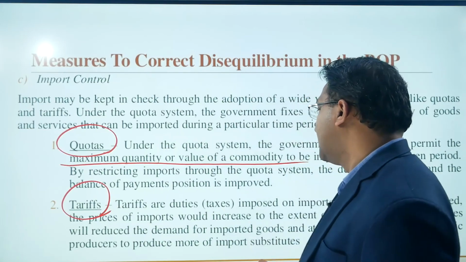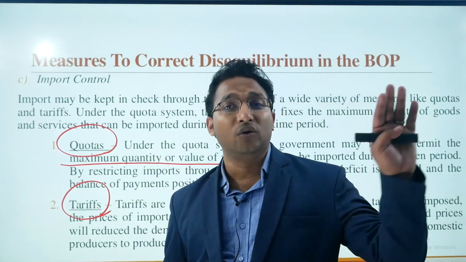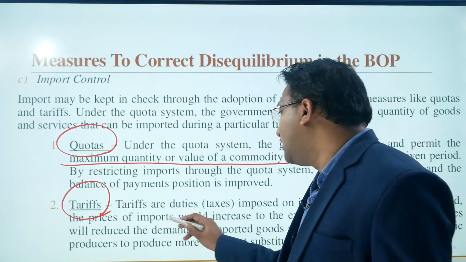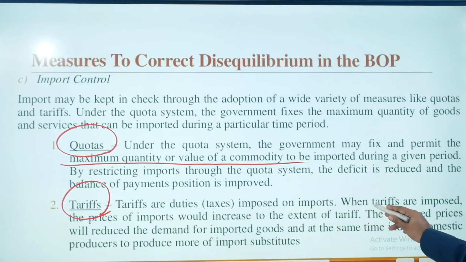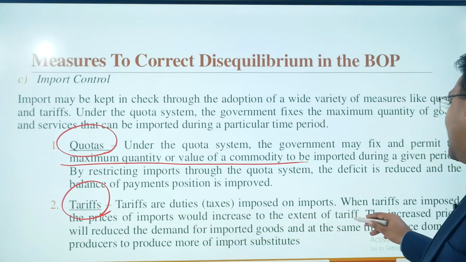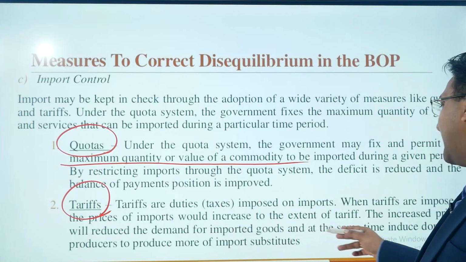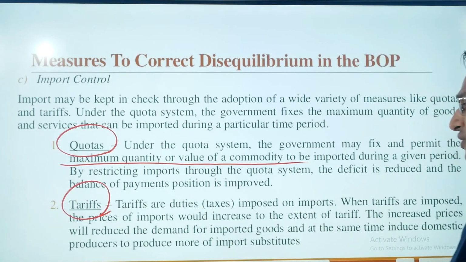Tariffs means the duties. On the import, the duties can be increased. On the export, the duties can be decreased. Tariffs are duties or taxes imposed on import. When tariffs are imposed, the prices of imports will increase to the extent of the tariff. The increased prices will reduce the demand for the imported goods and at the same time induce the domestic producers to produce more import substitutes.